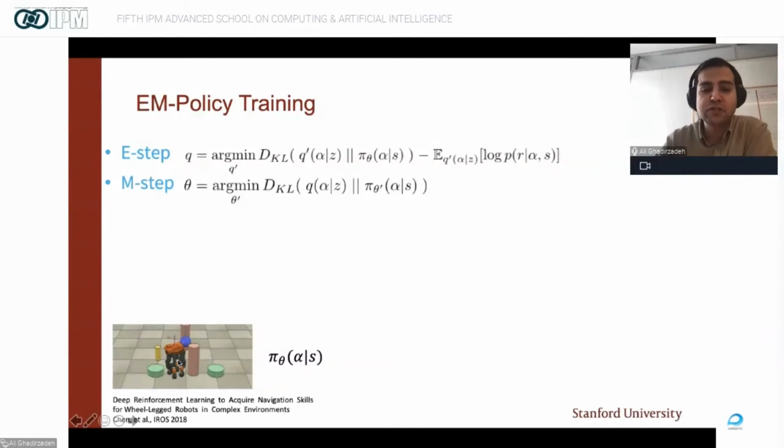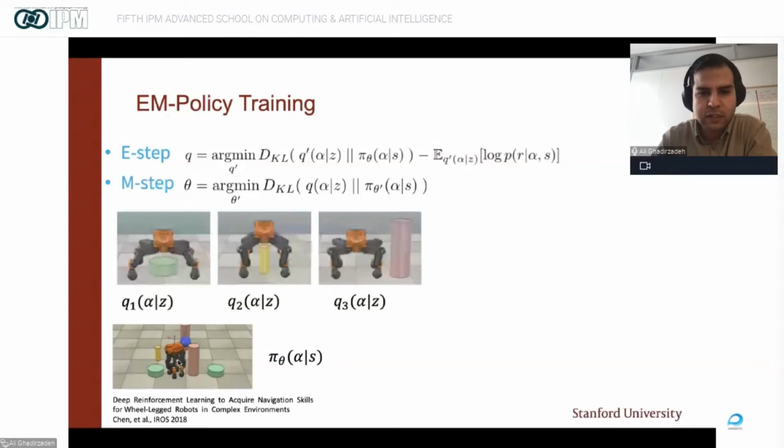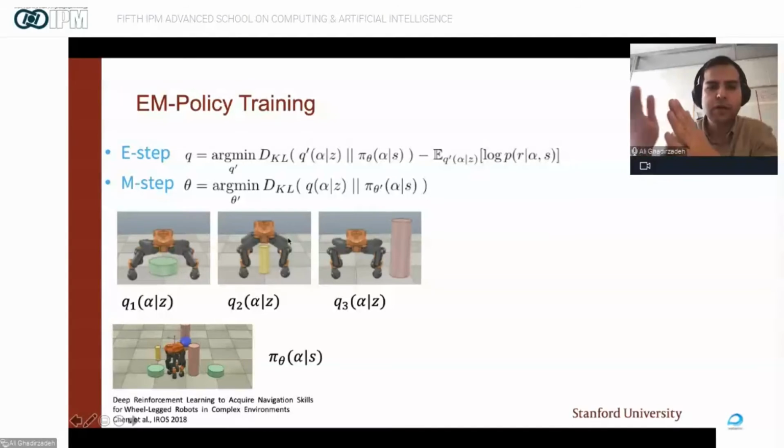And the agent has different strategies. It can lower the torso to pass above some of the objects. It can raise its torso to go through the narrow passages. Here are the kinds of skills that I'm talking about. It can move around the objects, or go on top of them by increasing or decreasing the torso height. These are the different strategies we can implement.